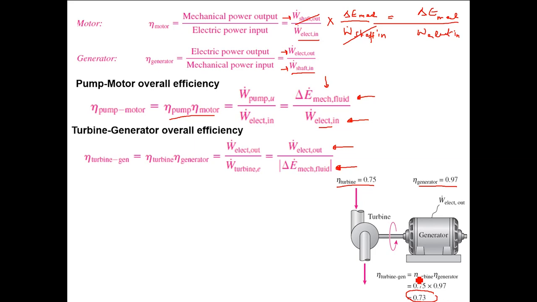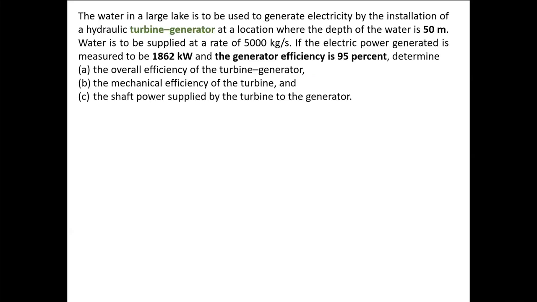So we'll quickly go through the example to understand how these efficiencies are being implemented. It says that the water in a large tank is to be used to generate electricity by the installation of a hydraulic turbine generator. A turbine and generator at a location where the water depth is 50 meter. Water is supplied to the turbine at 500 kg per second. The power produced by the generator is 1862 kilowatt, and the generator efficiency is given to you 95%. You have to determine the overall efficiency of the turbine and generator.